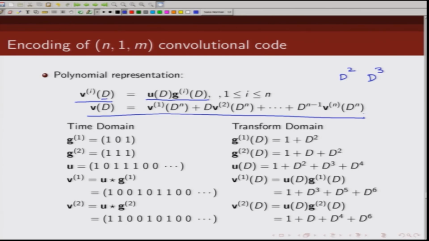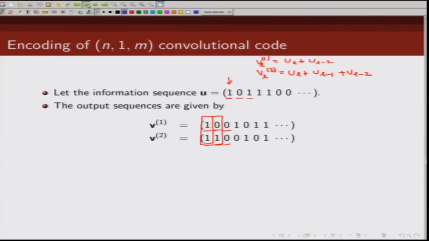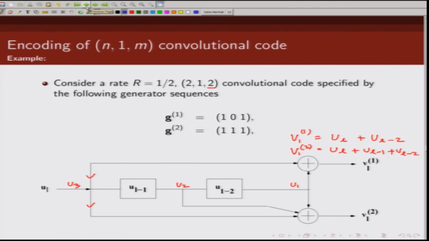So we will take the same example that we were considering. I will just go back and show you again the convolutional encoder. This is the convolutional encoder that we are considering. We have one input, we have two outputs, output depends on past two inputs. So basically memory order is 2. G1 is given by this, G2 is given by this. These are my outputs V11, V12, these are my output sequences.